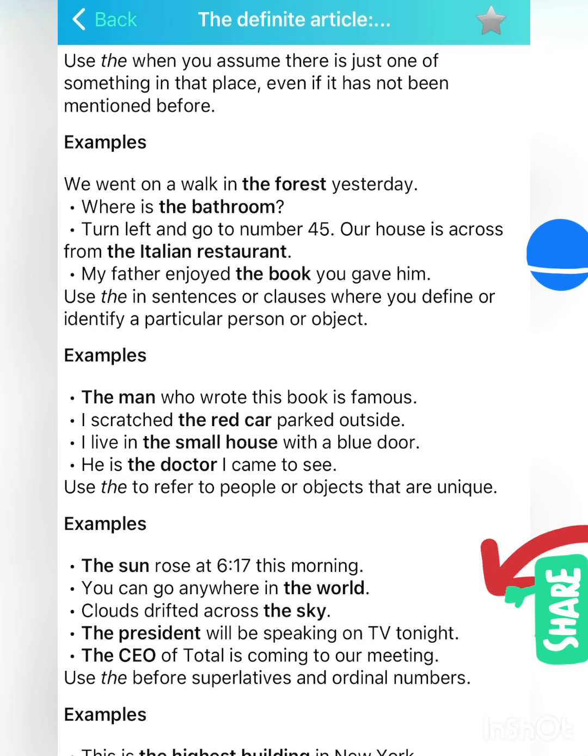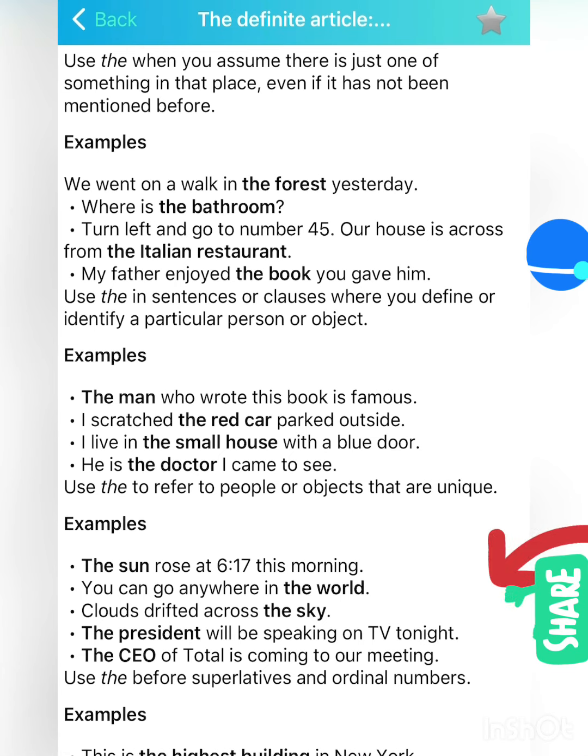Clouds drifted across the sky. We have only one sky. So the sky, so unique. The president will be speaking on TV tonight. In a country, in a normal situation, we have only one president. We don't have two presidents. So in that case, we are allowed to use "the".